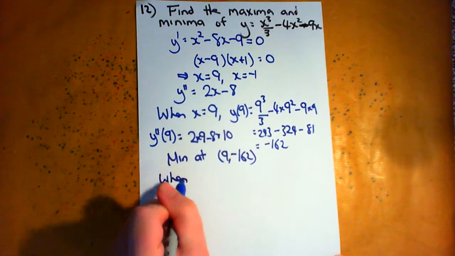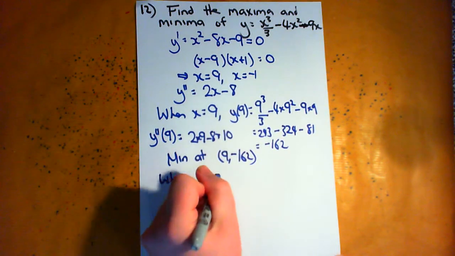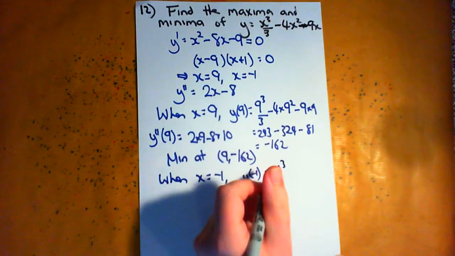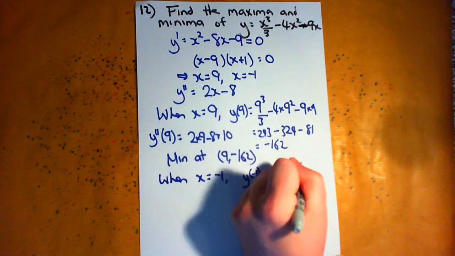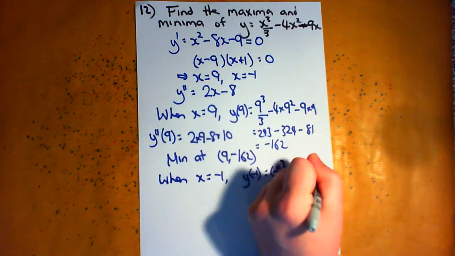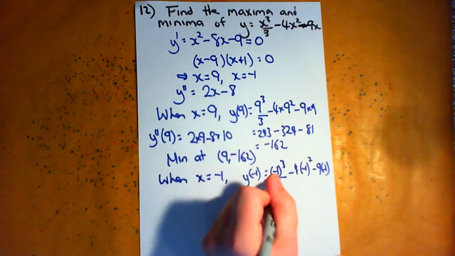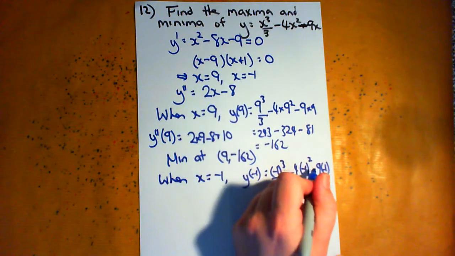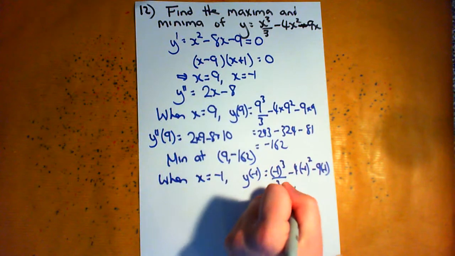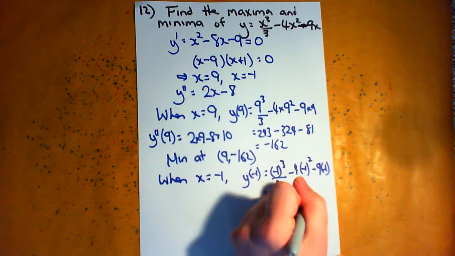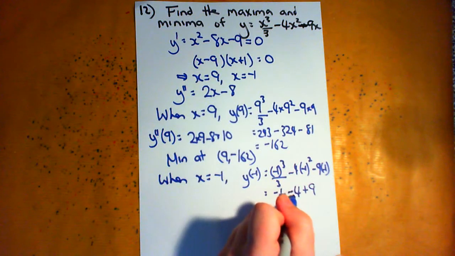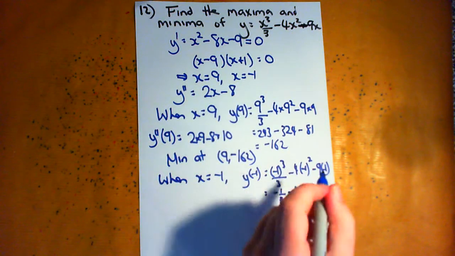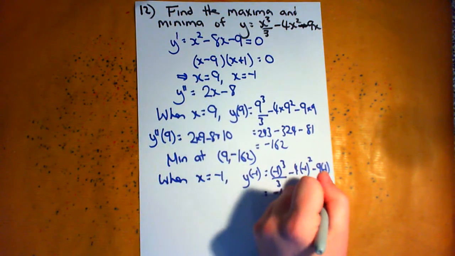So we need to look at the other point, which is when x equals negative 1. y of negative 1 is negative 1 to the power of 3 over 3 minus 4 times negative 1 squared minus 9 times negative 1, which gives us negative 1 cubed is negative 1, so that's negative a third. Negative 1 squared is 1, minus 4 is minus 4, and this will be plus 9. So we've got minus 4 plus 9 is 5, which is 15 over 3, minus 1 over 3 equals 14 over 3.